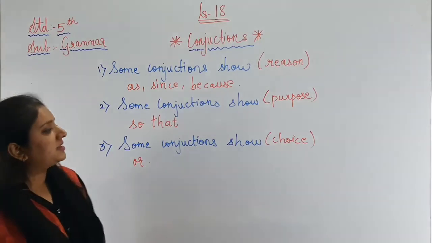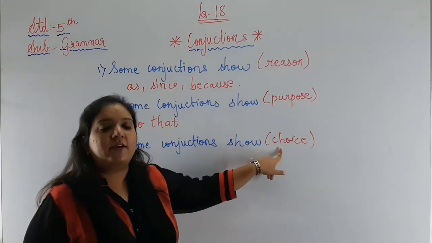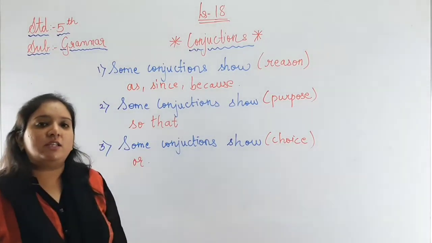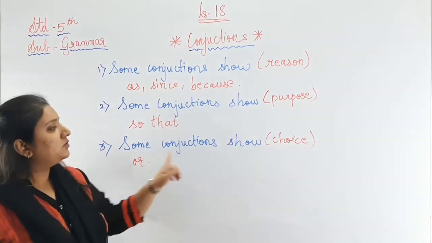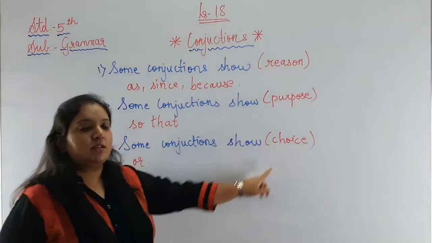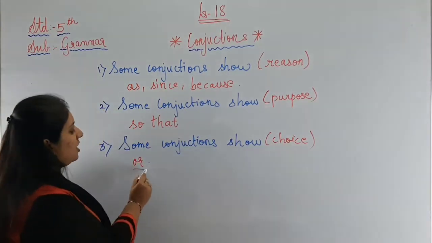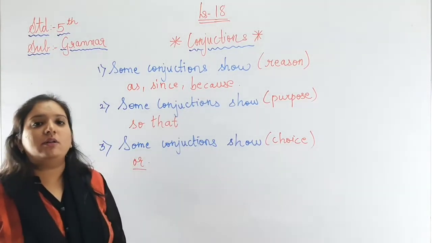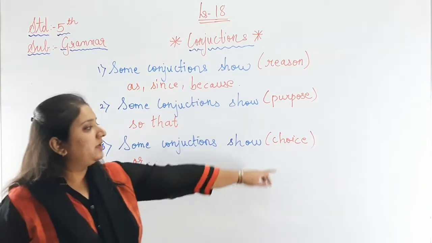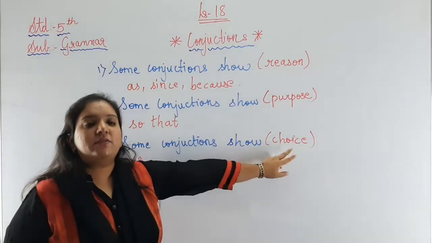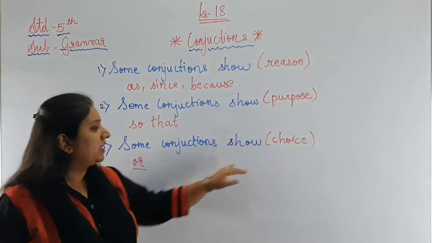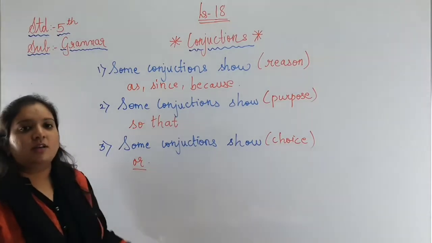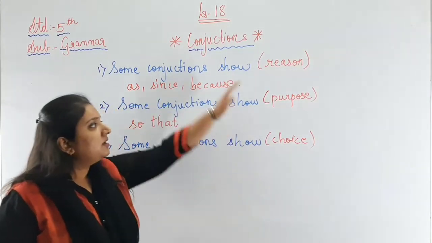If the sentence is showing choice, if I say, you can have tea or coffee. So what am I doing? I am giving out the choice. So for choice we can use the conjunction or. You can wear either black or white dress. So what am I doing? I'm giving out the choice. So whichever statement is showing choice, we can use conjunction or. So in this way we can use the conjunctions.